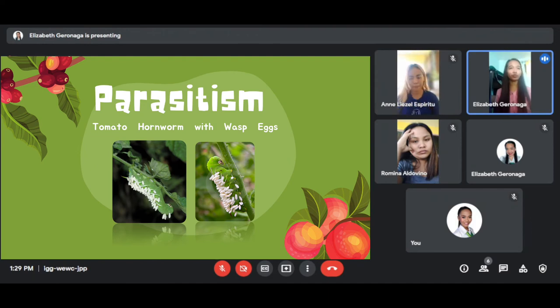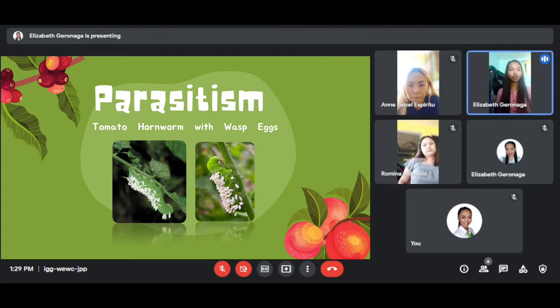The next example is the tomato hornworm with wasp eggs. The tomato is being infested, while the hornworm gets its food from the tomato.